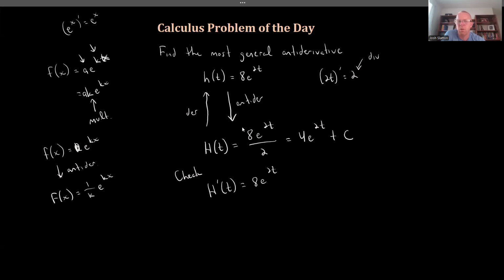So when it says most general antiderivative, we always add a plus c where c is a constant. And the reason for that is because if we take the derivative of this, whatever c is, any number, the derivative is still 8e to the 2t because the derivative of any constant is 0.